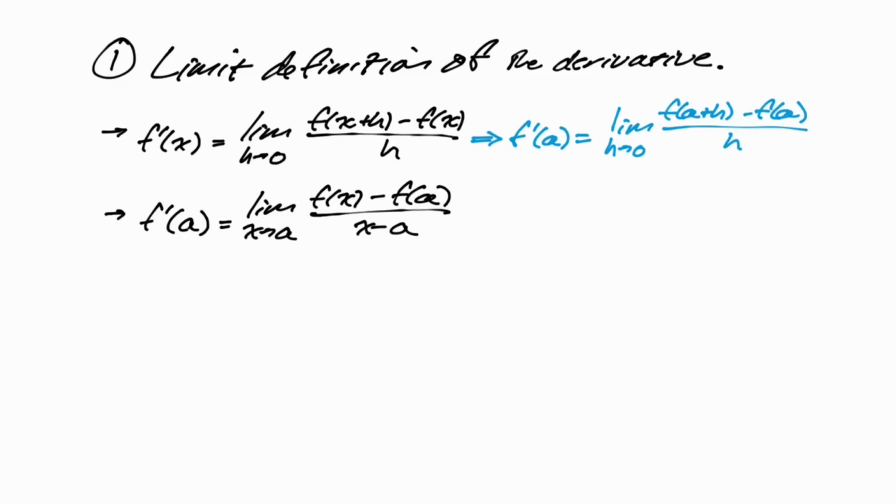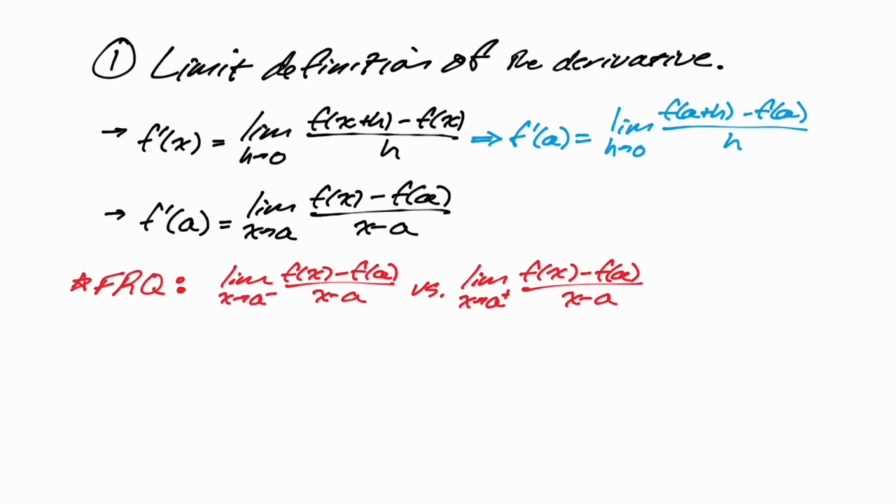Now, on free response questions, sometimes they ask you to use one-sided limits, in which case you will be looking at the limit as x approaches a from the left of f of x minus f of a over x minus a, and you're going to compare it to the limit as x approaches a from the right of f of x minus f of a over x minus a. In the past, when this has been on the exam, one of these will be positive, the other one will be negative, and therefore they cannot be equal if you're trying to show that something is not differentiable at a point. Now, what that would look like graphically is maybe something like this.